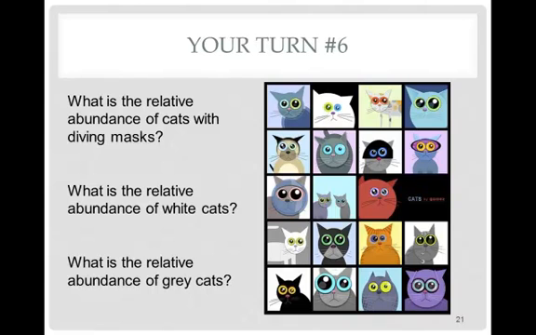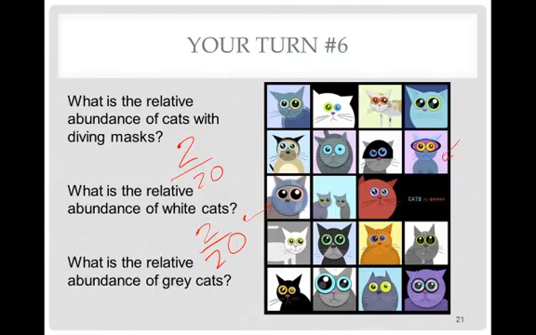Now we're looking at a bunch of cats, and we want to say, what is the relative abundance of cats with diving masks? I'm looking at my cats with diving masks, and they're pretty cute. This one is 1, and then this one. They look like they're ready to go for a swim. We have 20 cats total, so my relative abundance would be 2 over 20. The relative abundance of white cats would be the same, 2 over 20.